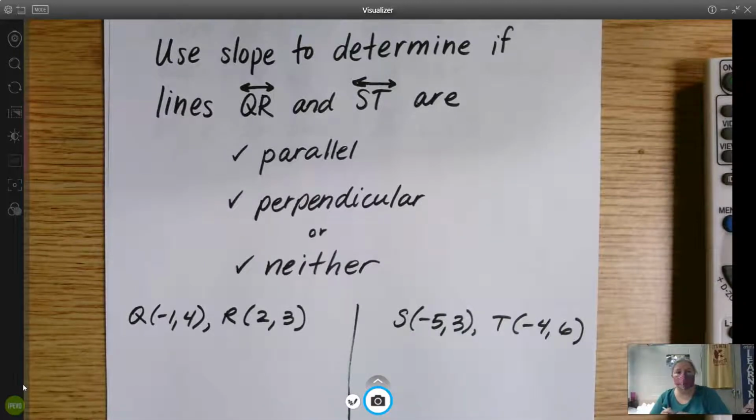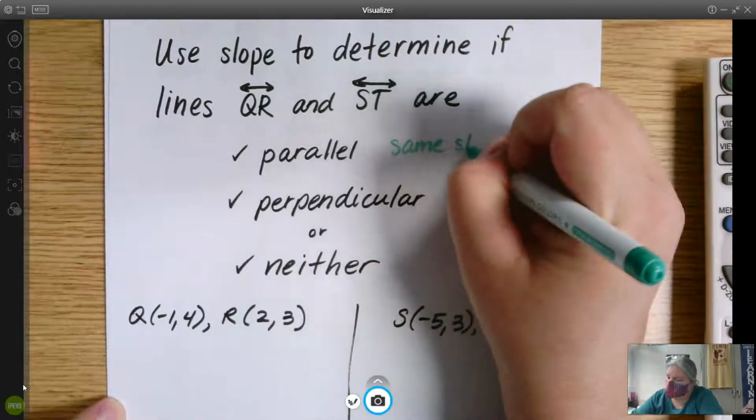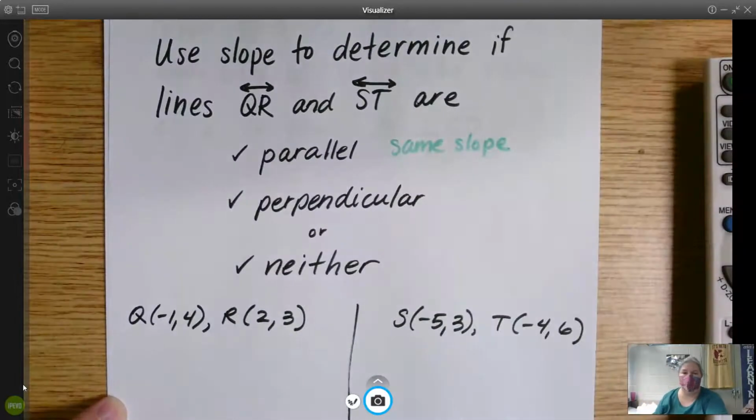So let's first recall how we're going to know that. If they are parallel, they should have the same slope, the exact same slope, same sign, same number, everything.